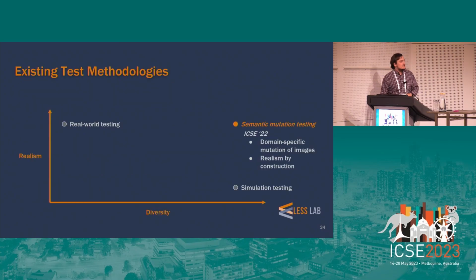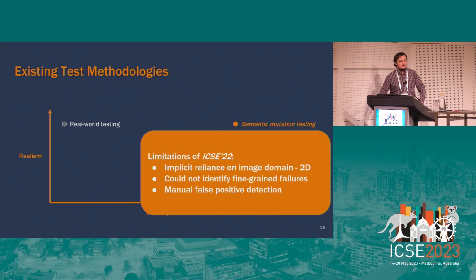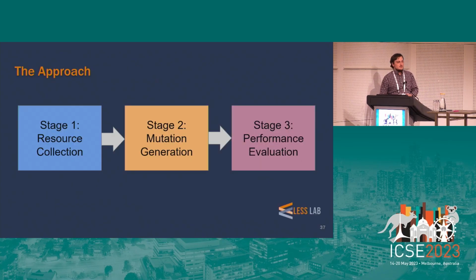But there were several limitations here when we tried to expand to the other sensors that are used by modern autonomous vehicle systems. We had this implicit reliance on the 2D image domain. We couldn't find the type of safety critical failures that happen in these other sensors, and there was only manual false positive detection. I'm going to cover some of the ways that we solved these weaknesses for LiDAR. I encourage you to read the paper for the other solutions we had.